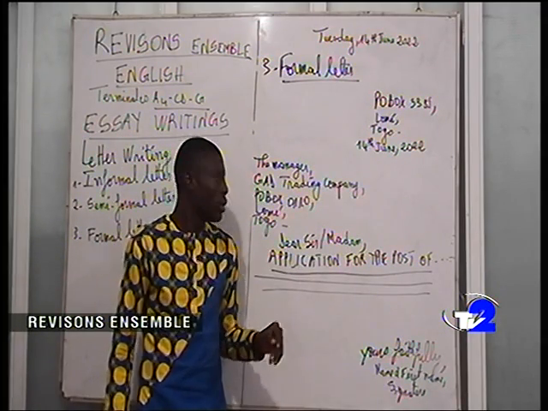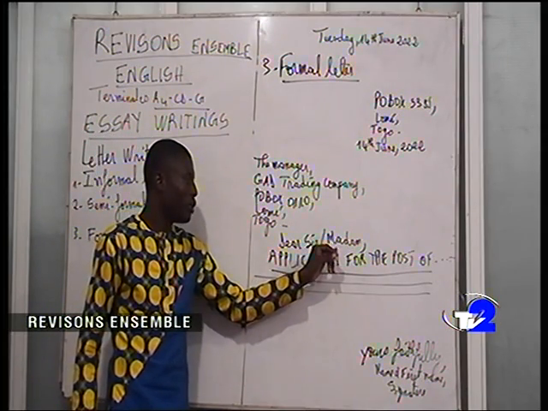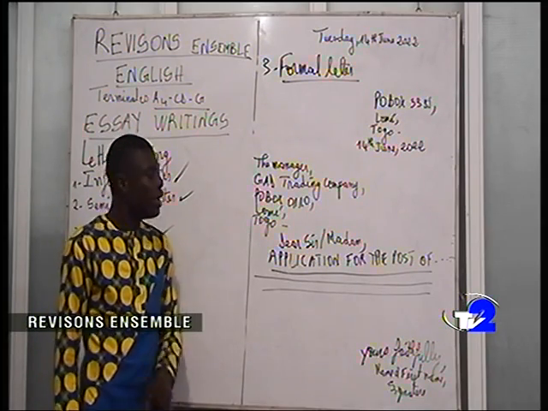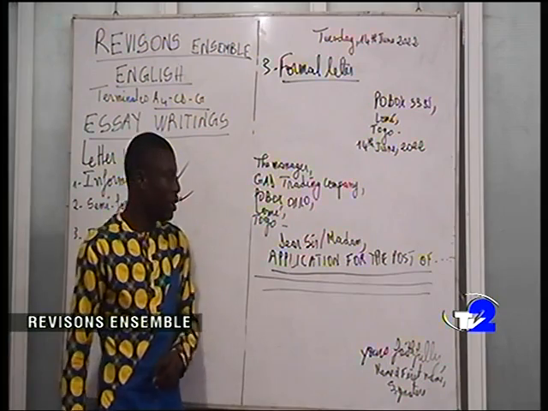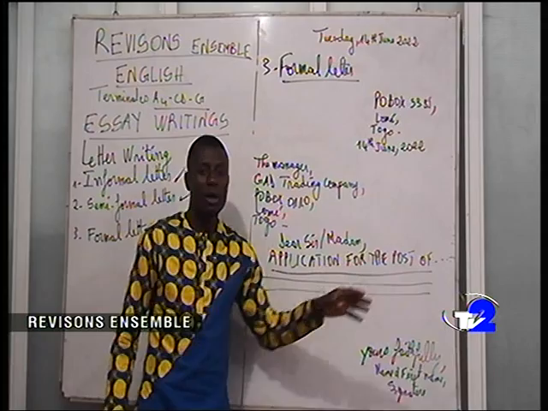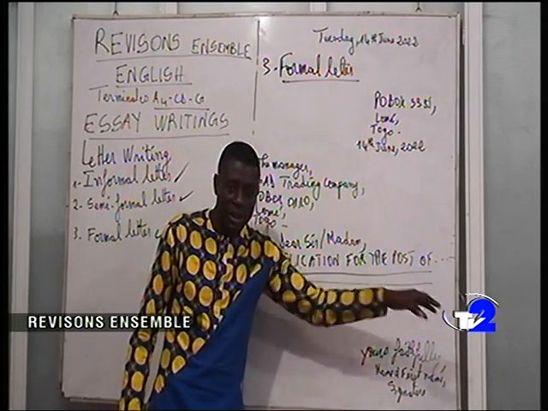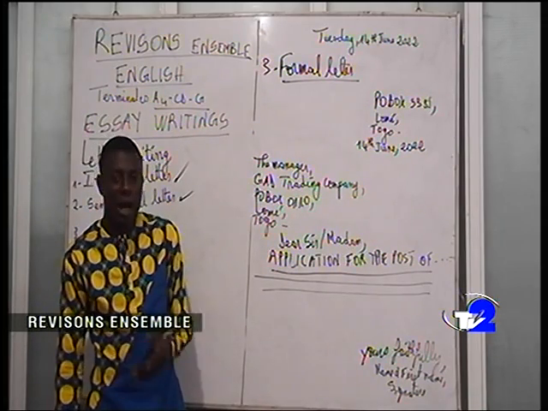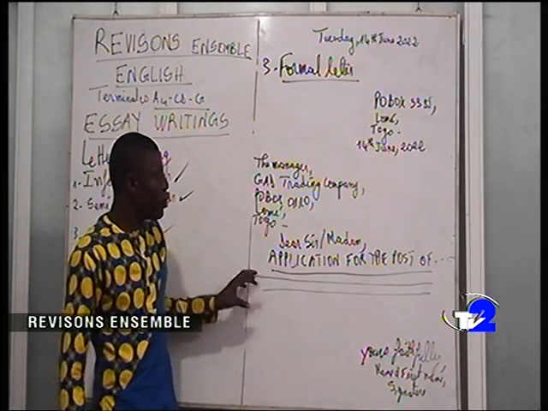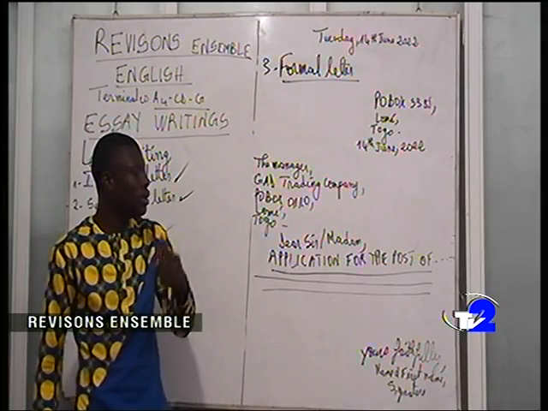It is finished. And now you say dear sir or dear madam. Don't put both, please. You put dear sir when it is a man, and dear madam when it is a woman. And now you write application for the post of. When it is a secretary, you say application for the post of secretary. When it is a driver, application for the post of a driver. Do you understand? And now you write the introduction. I write the letter to apply for the post of in your society.